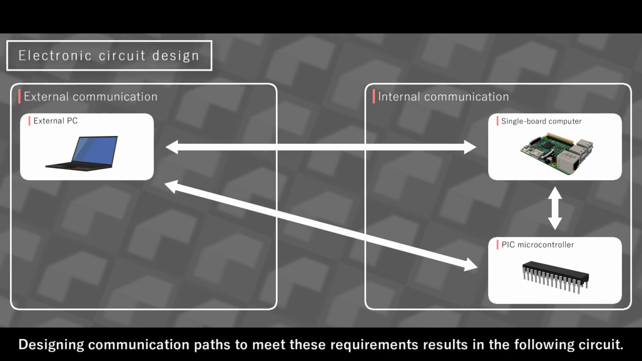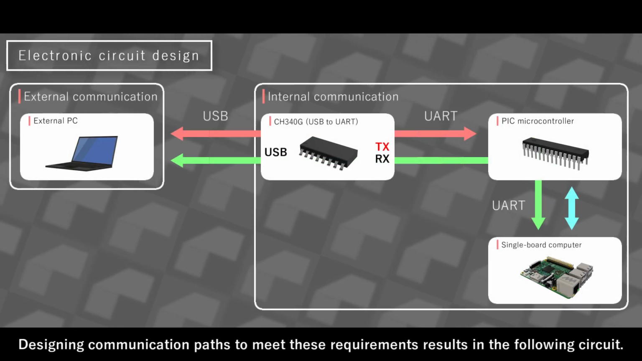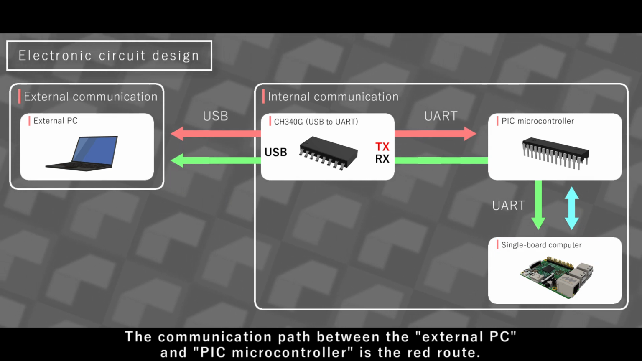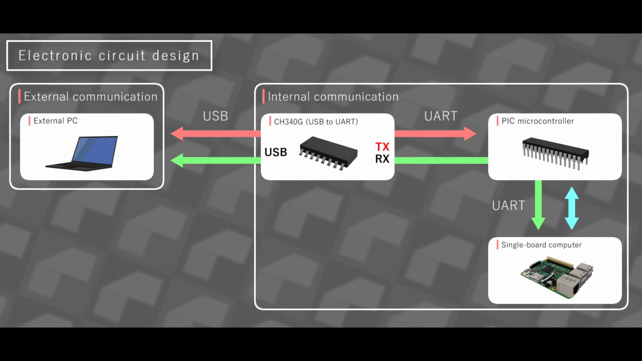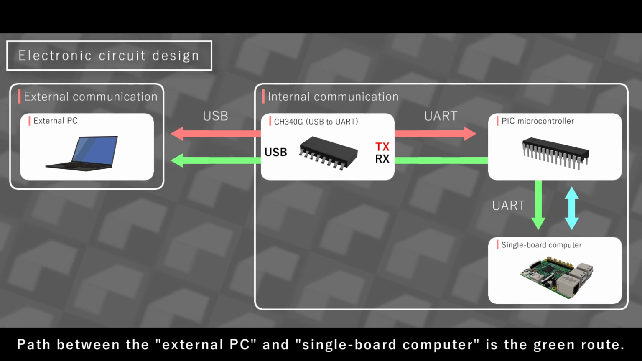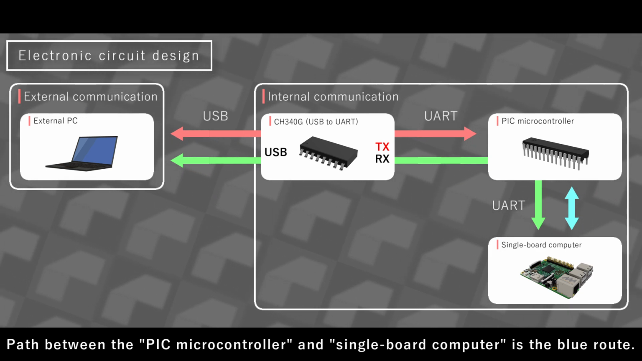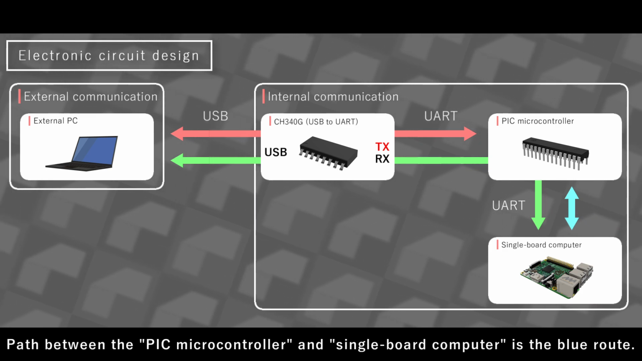Designing communication paths to meet these requirements results in the following circuit. The communication path between the external PC and PIC microcontroller is the red route. The path between the external PC and single-board computer is the green route. The path between the PIC microcontroller and single-board computer is the blue route.